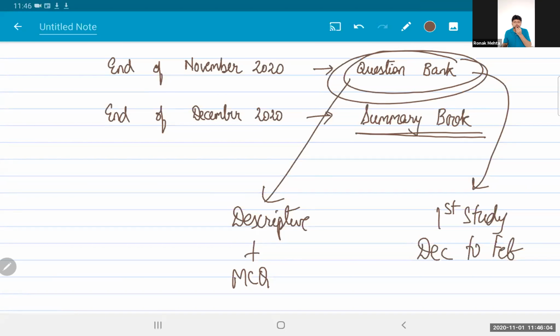You don't need to refer the module for DT. Referring the module for DT is my job. Referring the module, putting the module in the textbook and in the summary book and in the question bank, that is all my work. You don't have to refer DT. You just use my book, that's it.